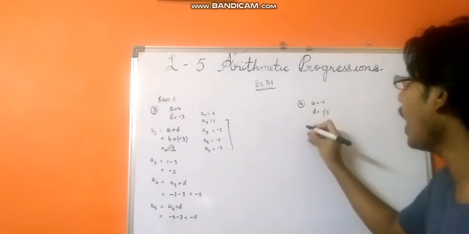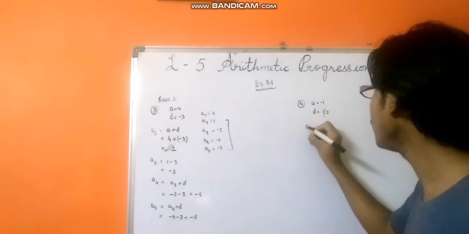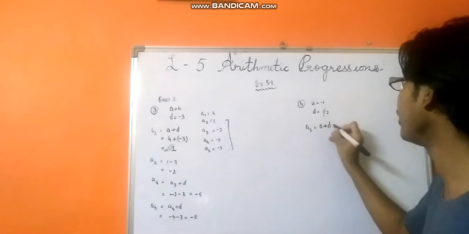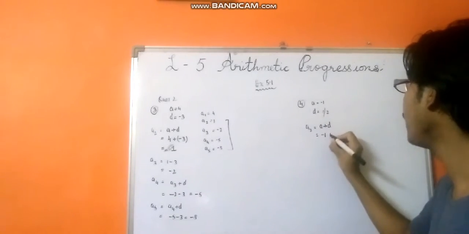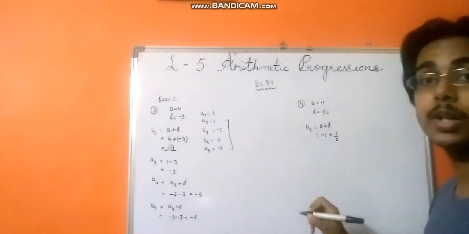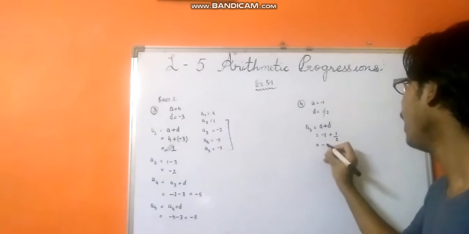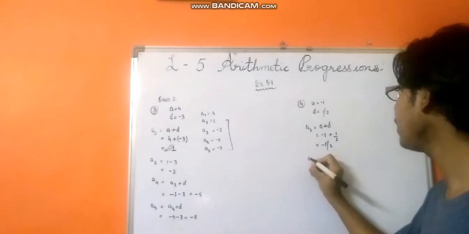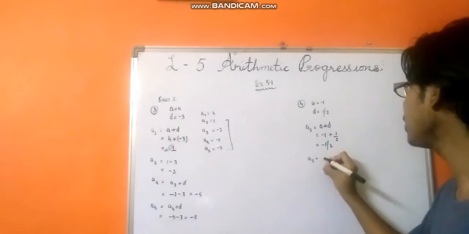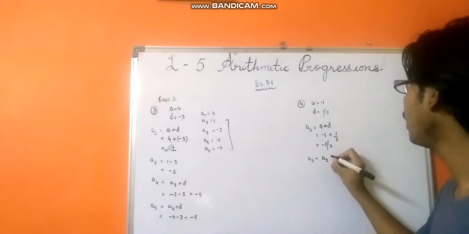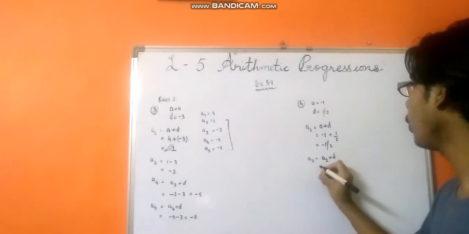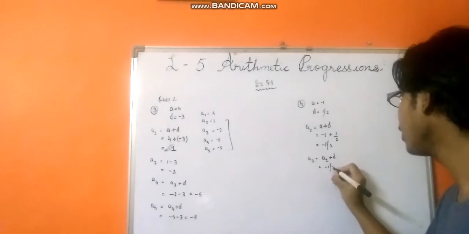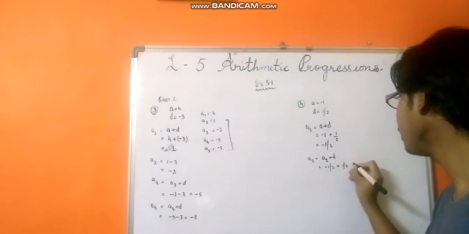So let us look at how we will find a2. a2 is what? The first term plus the common difference, which is equal to minus 1 plus half. So what will this become? This will become minus 1 by 2. Then a3 is equal to the previous term a2 plus d. So what is your a2? a2 is minus half, plus half becomes 0.